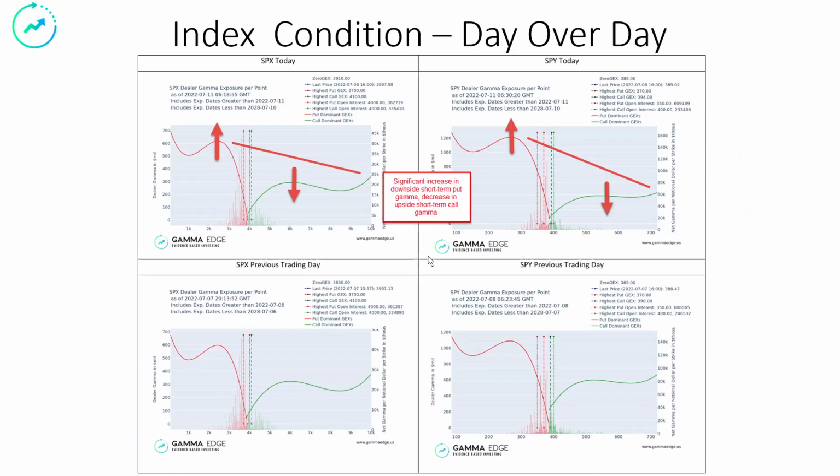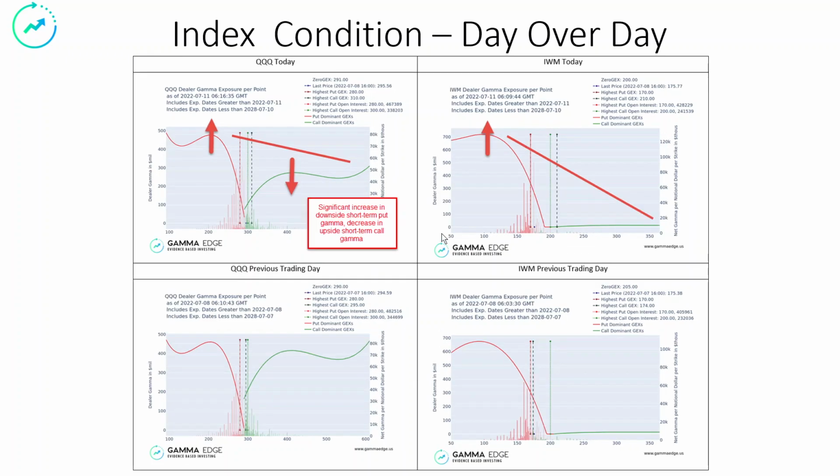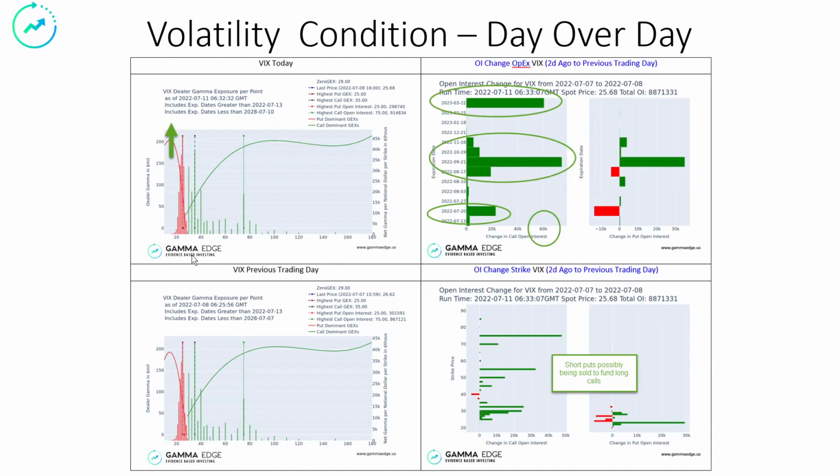Switching gears now over to the index conditions, net negative gamma condition across the board. You'll see that here in the SPX, the SPY, the Qs, and the IWM. Also seeing short-term puts being added, short-term calls coming out across the board here on the SPX, the SPY, as well as the Qs. Not so much here. Still no demand for upside in IWM, and this continues to be kind of the theme of the day.